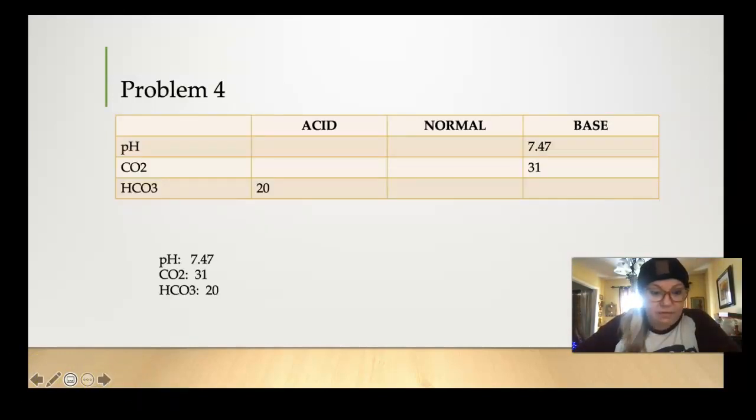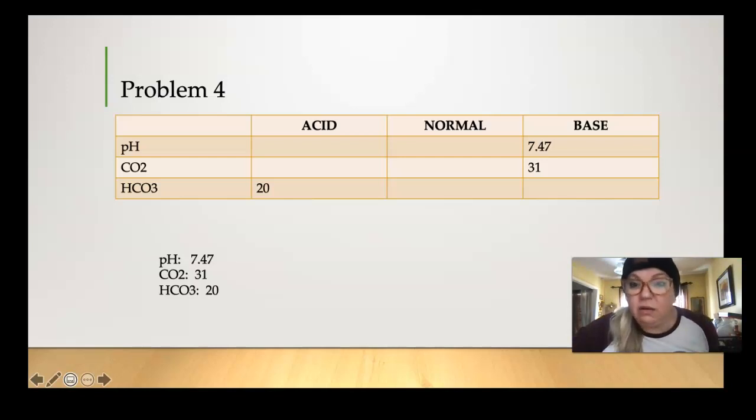All right, so we have, let me get my little inker up here. We have a pH of 7.47, and I've already filled that in. And remember, 7.47 is alkalotic, so I put it on the base side. We have a CO2 of 31, and remember, 35 to 45, you got to flip it. Anything less than 35 is going to be alkalotic, so I put it on the base side. But our bicarb here, it's not normal. It is 20, which makes it low. So it's doing something.